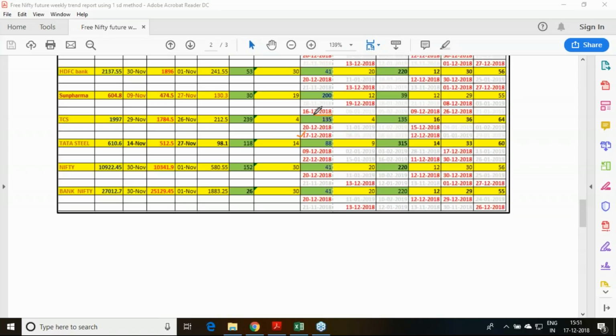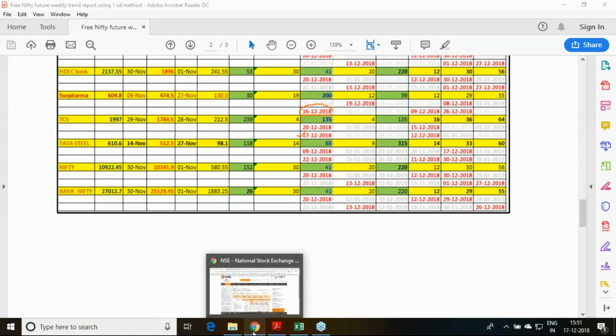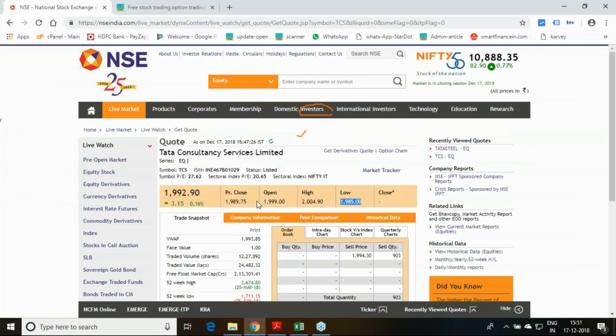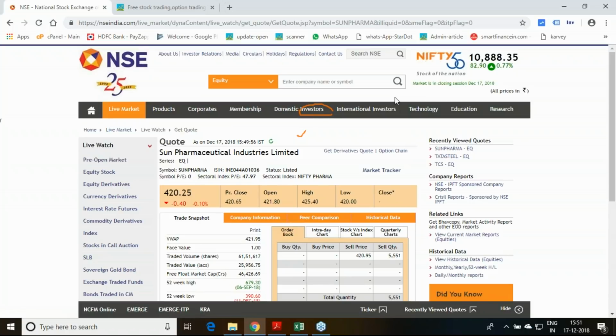In the same way, the 16th was also a trend reversal for Sun Pharma. The 16th was a holiday, so you must expect that the trend reversal should impact on the 17th. So Sun Pharma also we must expect the trend reversal should impact on the 17th. So I'll be going for Sun Pharma. The trend reversal day was falling on a Sunday.